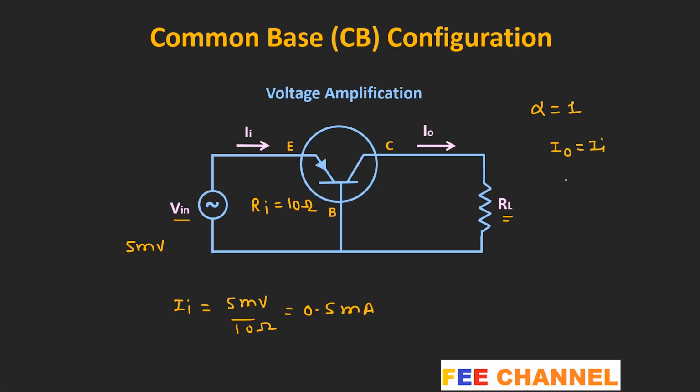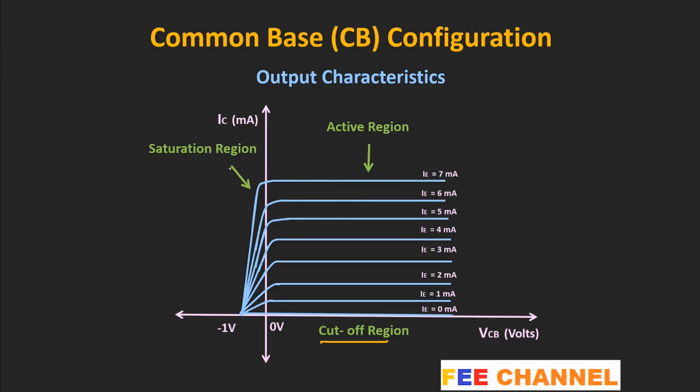Now for a moment, if we assume that alpha is equal to 1, in that case, this output current is the same as the input current. Because we know that the collector current IC can be given as alpha times IE. And as we assume this alpha is equal to 1, in that case, this IC and IE will be equal. So, under this condition, the output current will be same as the input current. That means the same current will also flow in the output circuitry.